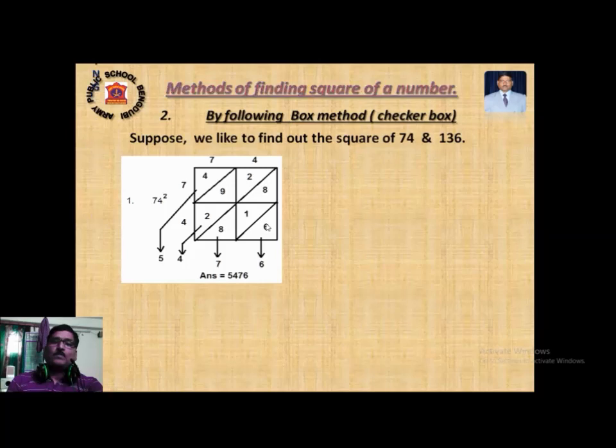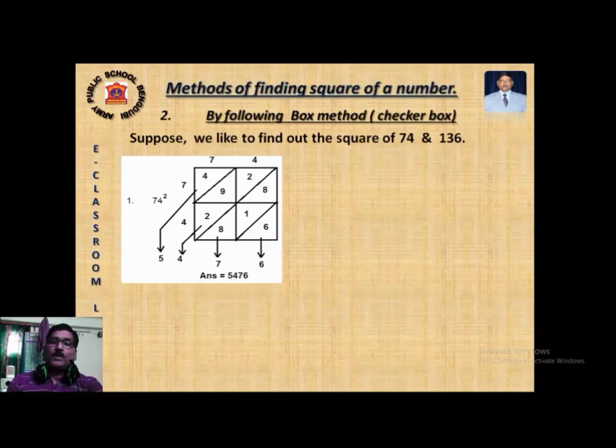Now bring down the sum of all the digits. From this box I am getting 6 only, and if we add 8 plus 1 plus 8, I am getting 17. So I will write down 7 here, and 1 will be carried forward to the next box. Here 1 plus 9 is 10, 10 plus 2 is 12, 12 plus 2 is 14. So I will write 4 here, and again carry 1 to the next box. So 4 plus 1 is 5. Hence the result is 5476. So by box method we can find the square of 74 this way.